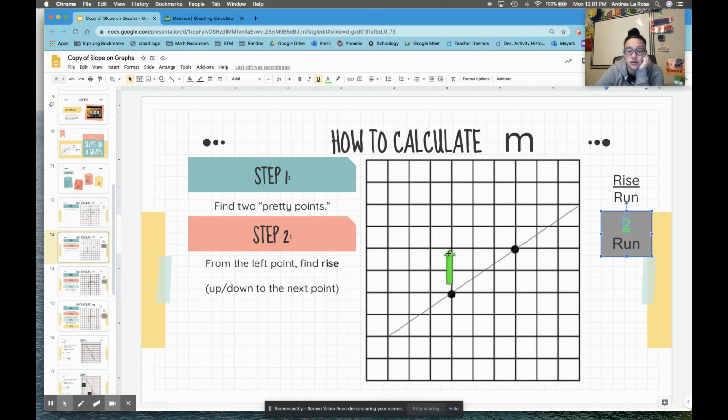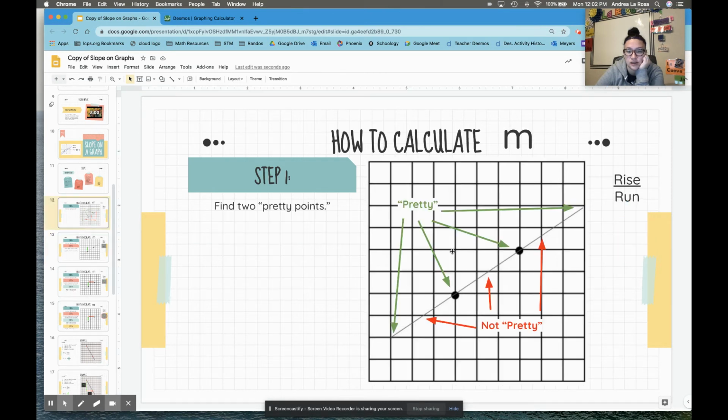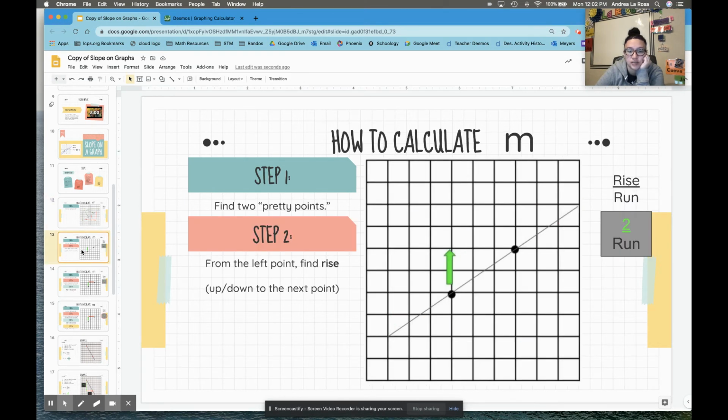I went up 2 spaces. Count the spaces, not the lines. I went up 2 spaces. How far up or down we go, that's my rise.